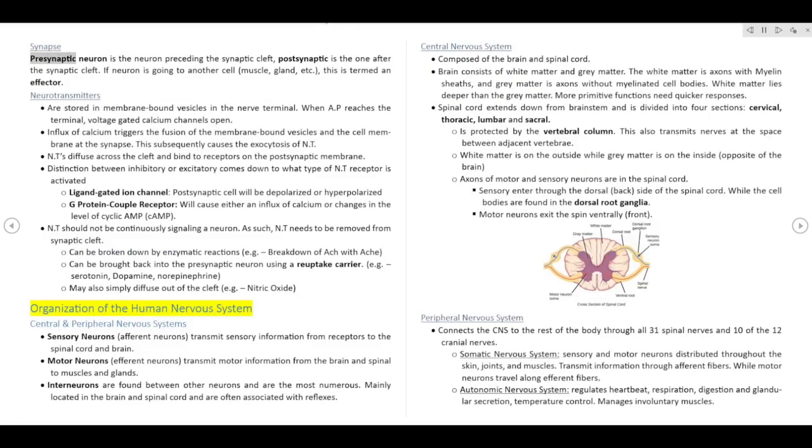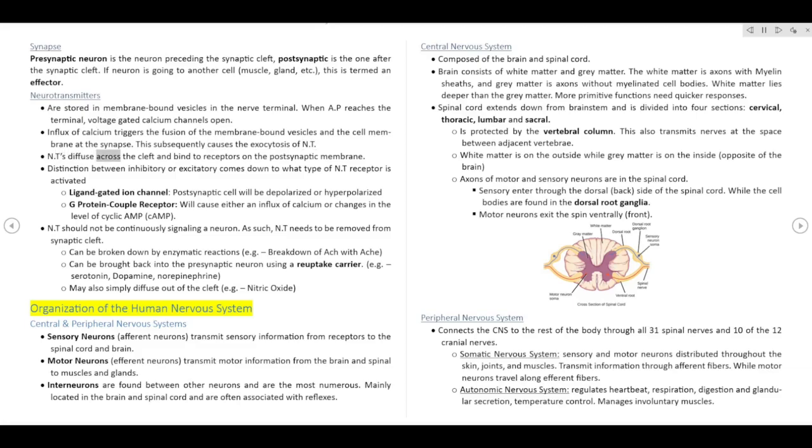Synapse. The presynaptic neuron is the neuron preceding the synaptic cleft, and the postsynaptic neuron is the one after the synaptic cleft. If the neuron is going to another cell, such as a muscle or gland, this is termed an effector. Neurotransmitters are stored in membrane-bound vesicles in the nerve terminal. When the A.P. reaches the terminal, voltage-gated calcium channels open. Influx of calcium triggers the fusion of the membrane-bound vesicles and the cell membrane at the synapse. This subsequently causes the exocytosis of N.T.